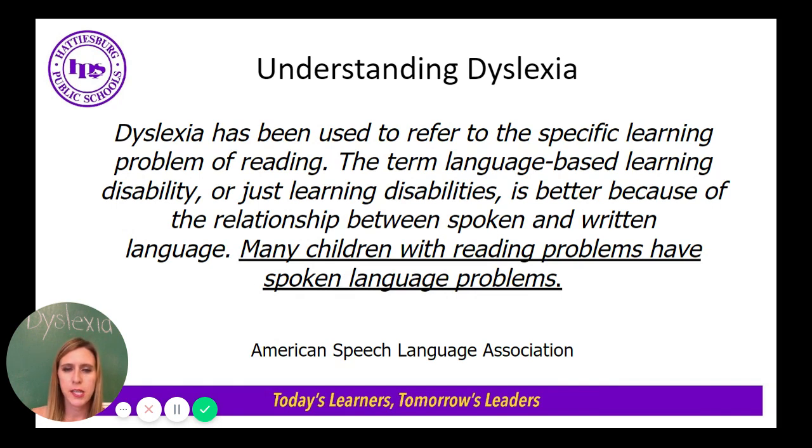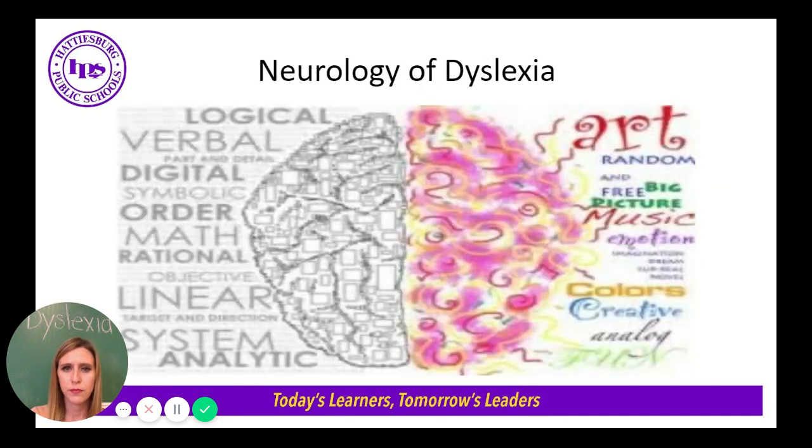So the American Speech Language Association has mentioned that there is often a correlation between children who have spoken language problems also having reading problems. One of the indicators that we will talk about later on is students who are delayed or have problems with speech and language may also have dyslexia.